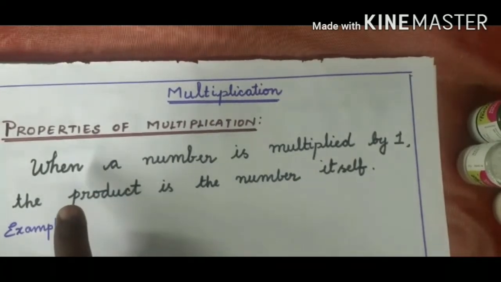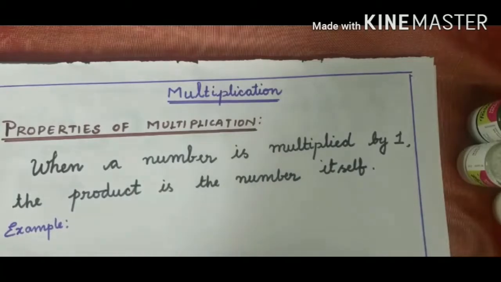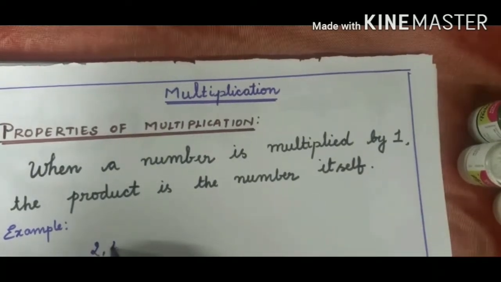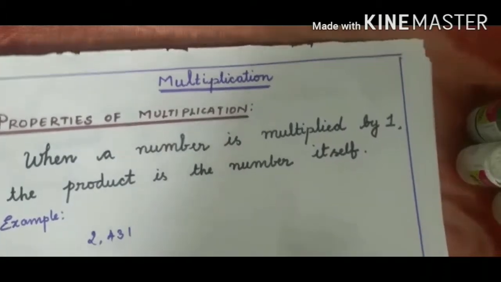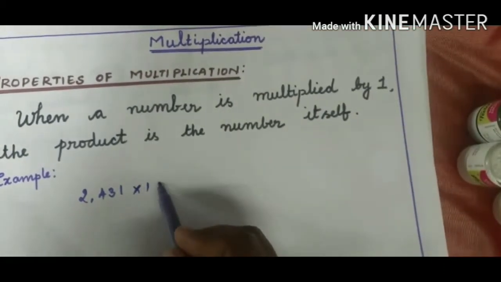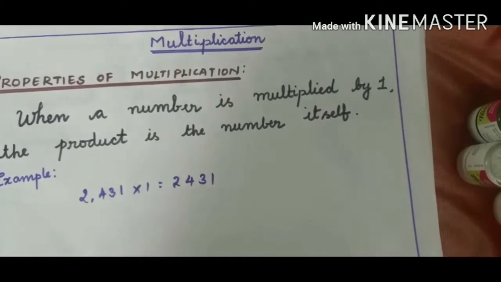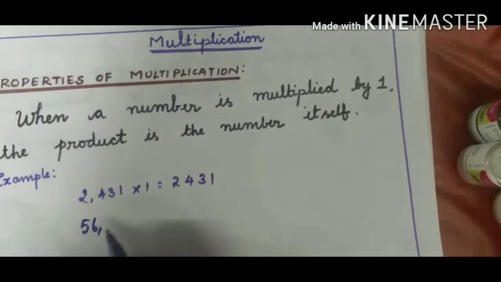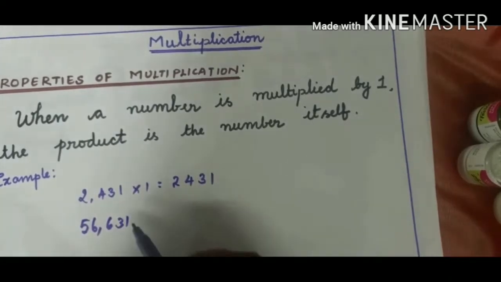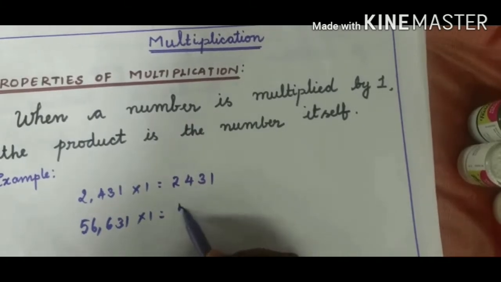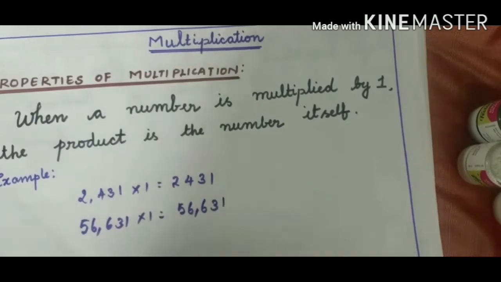So the first property is, when a number is multiplied by 1, the product is the number itself. Say a number, 2431 into 1, that is equal to the same number itself, 2431. If I say a bigger number, say 56,631 into 1. So in a bigger number also, when you multiply it by 1, you get the same number itself, 56,631.